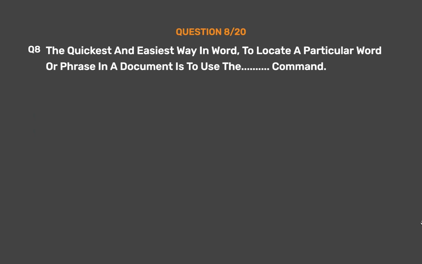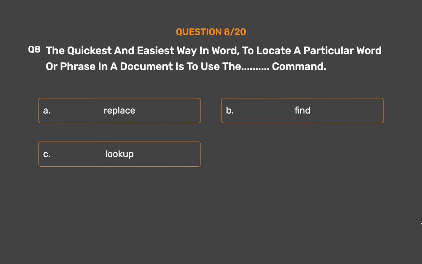Question number 8. The quickest and easiest way in Word to locate a particular word or phrase in a document is to use the command. Option A. Replace. Option B. Find. Option C. Look up. Option D. Search.